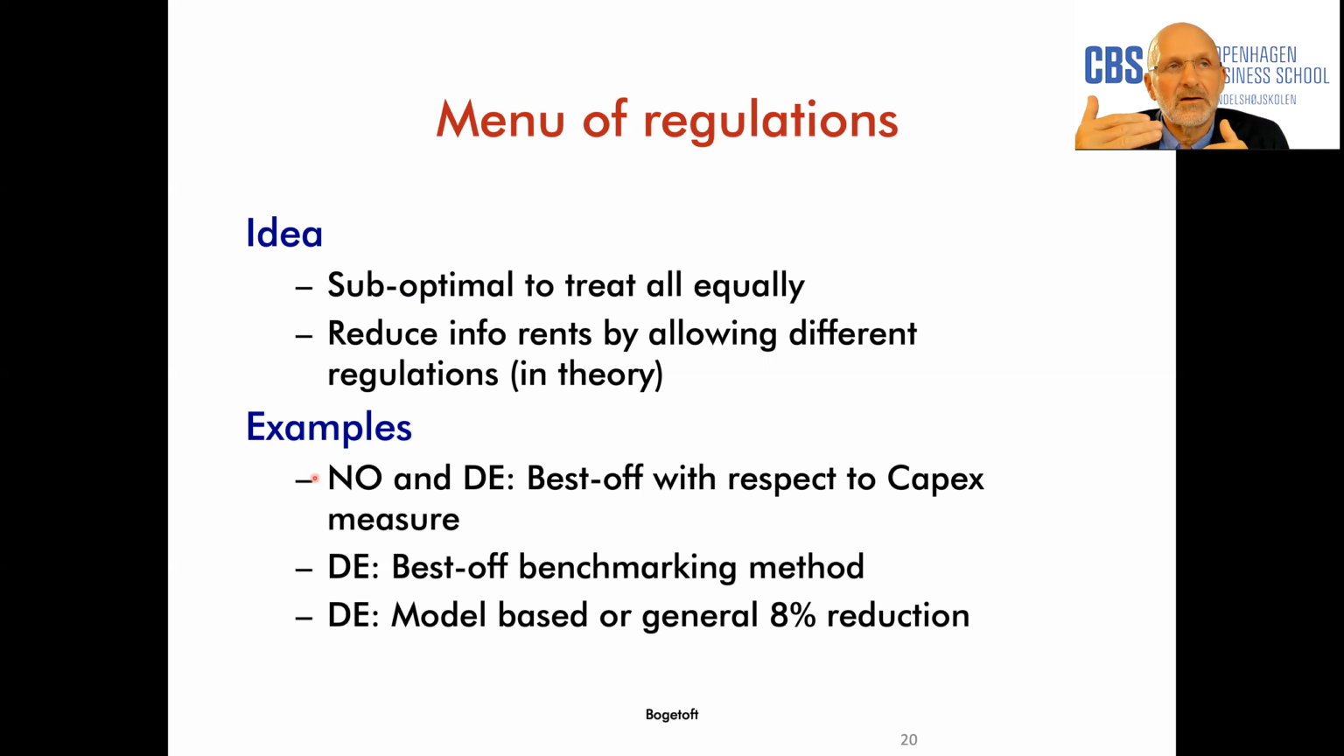And then if you were to ask a company which one do you want, of course they want to use the one that puts them in the best possible light. So the regulator can actually foresee which menu choices the companies will make, and therefore you then use the best of these two results as the basis for the regulation.